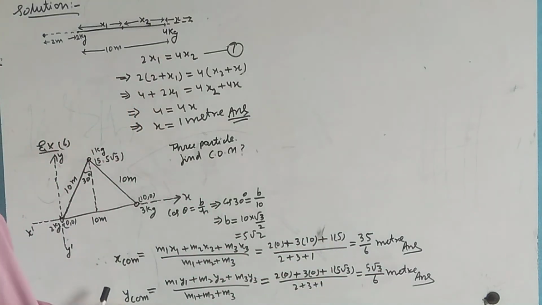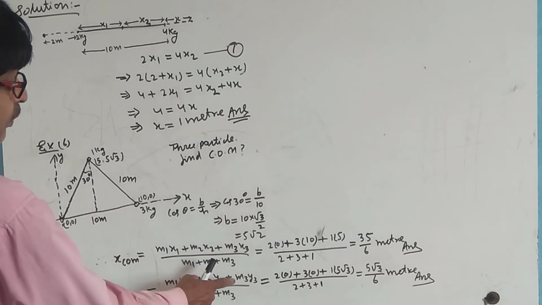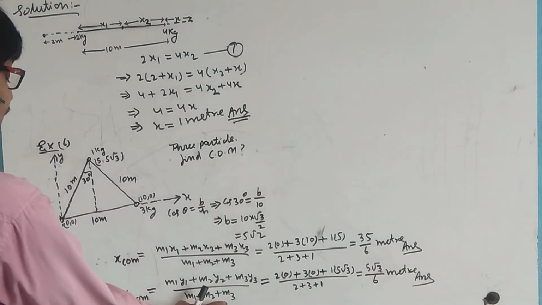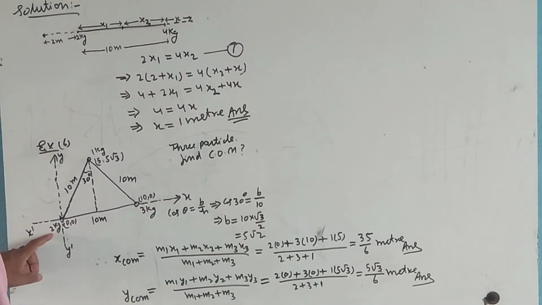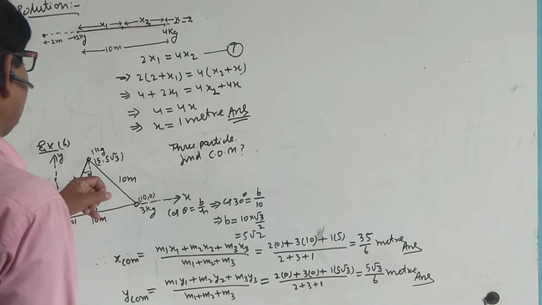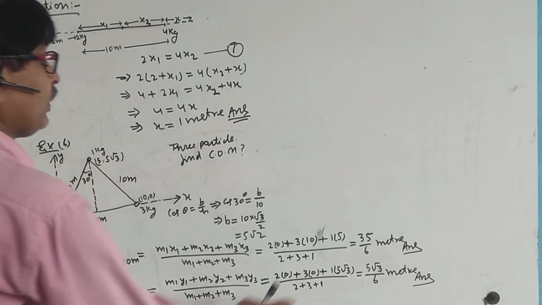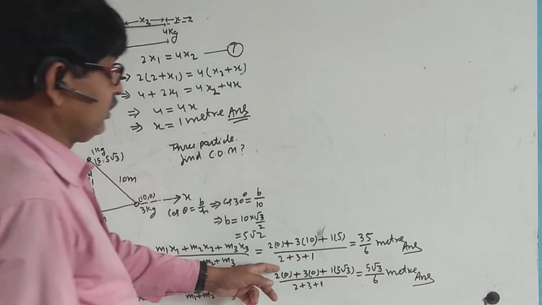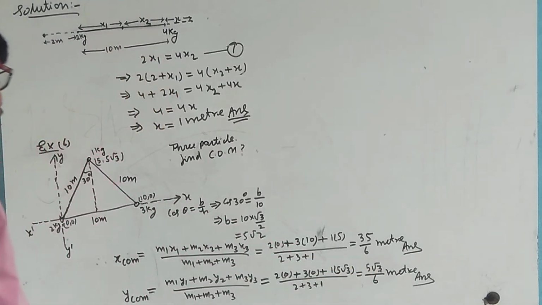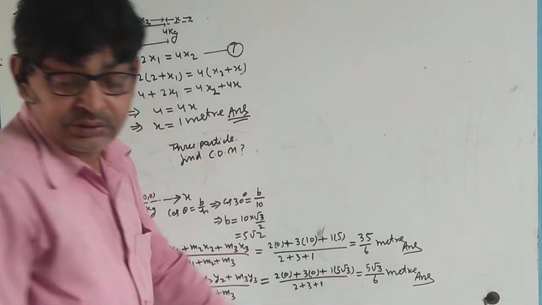And the y coordinate of center of mass is (m1y1 + m2y2 + m3y3) divided by (m1 + m2 + m3). Here, m1 is 2 into 0, and 3 into 0, and 1 into 5 root 3, so that this is equal to 5 root 3 by 6 meter. So the y coordinate of center of mass is this.